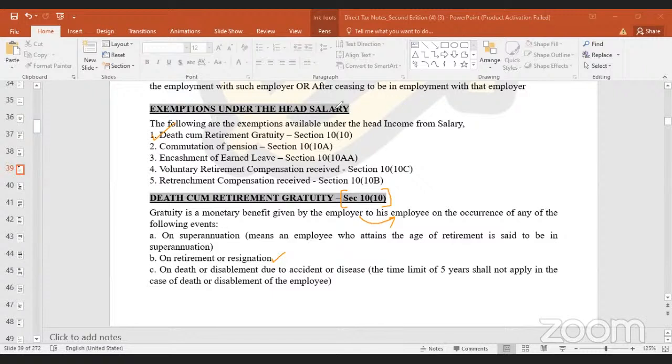So what to do with this gratuity figure? If he is receiving 25 lakhs, is the whole 25 lakhs chargeable to tax? The answer is no. He has section 10 10, so he can claim a deduction under section 10 10.